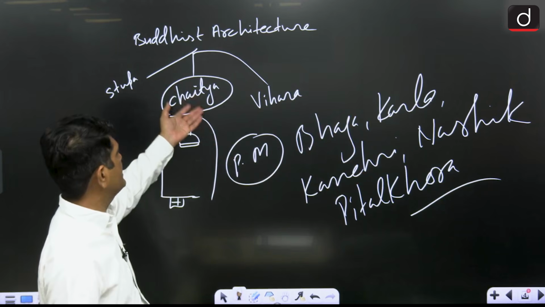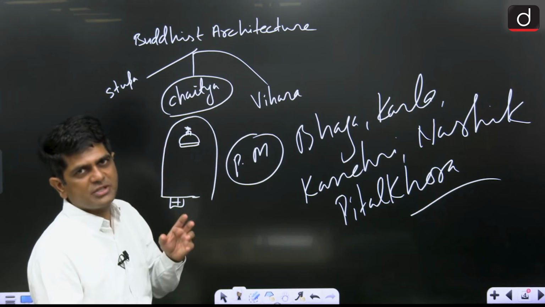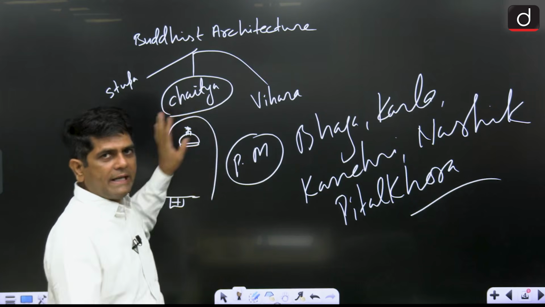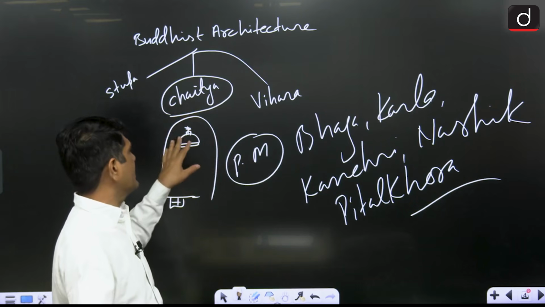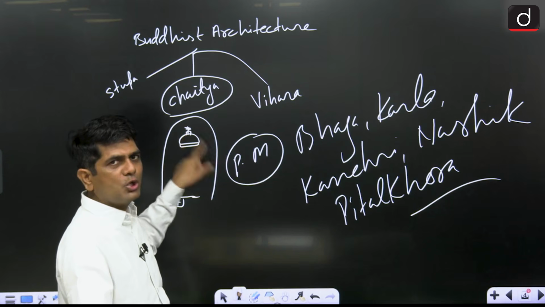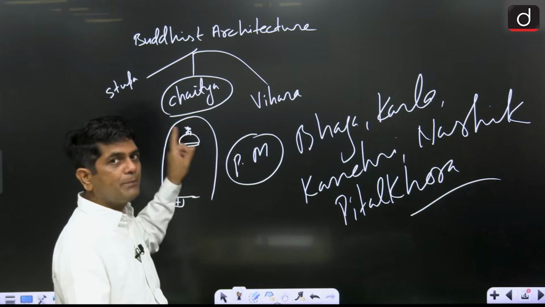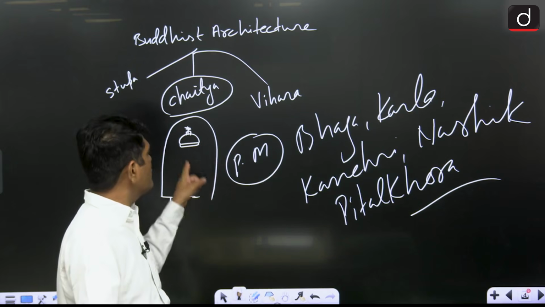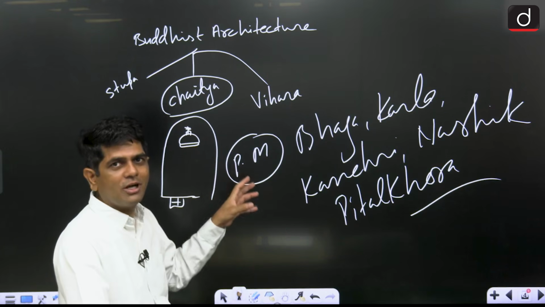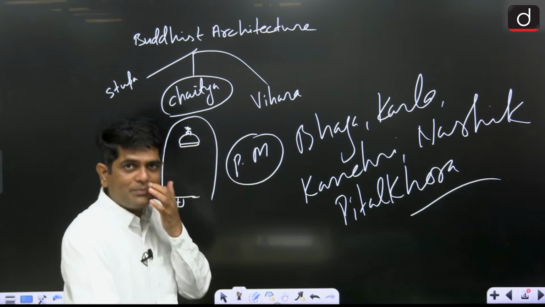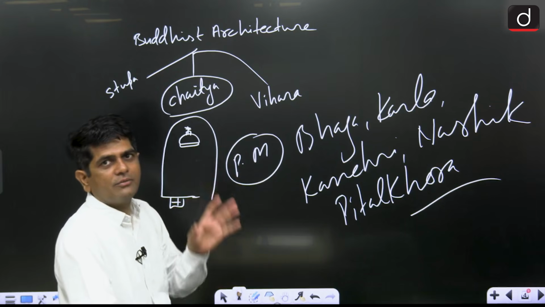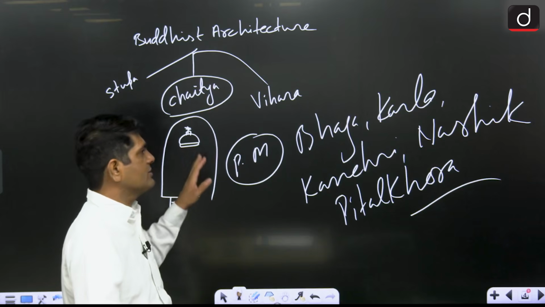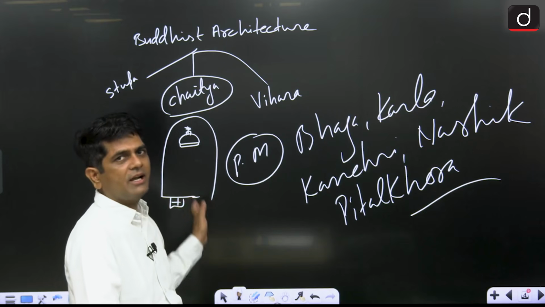In fact, UPSC has already asked a question: Chaitya represents what? A prayer hall. So it was a rectangular hall. And if the Chaitya belongs to the Hinayana, then you will find the Stupa. And if the Chaitya belongs to the Mahayana sect, then you may find the statue of Gautam Buddha or Bodhisattva. And the Chaitya of the Mahayana sect is normally more decorated than the Chaitya of the Hinayana sect.